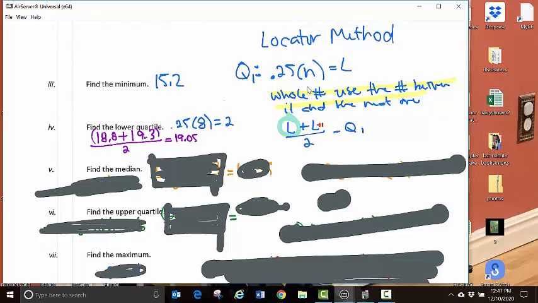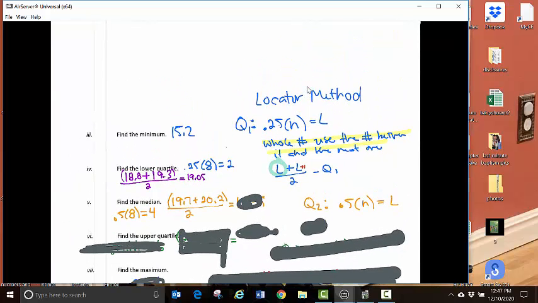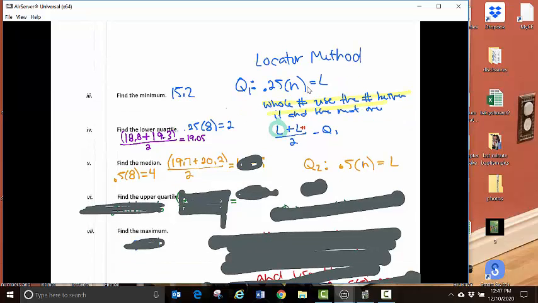Now find the median. You could probably guess then that the locator for the median is 0.5 times n. And then since I got a whole number, I'm going to add up number 4 and 5 and divide by 2. If I had a different example, I would have done a different example on this one so that you could see the odd, but I'll show you.